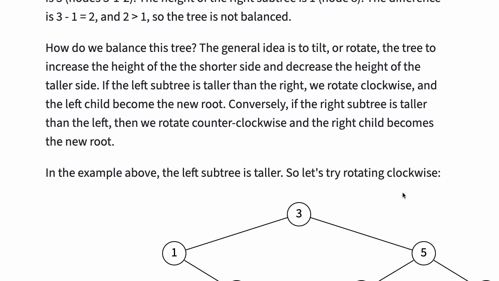How do we balance this tree? The general idea is to tilt or rotate the tree to increase the height of the shorter side and decrease the height of the taller side. If the left subtree is taller than the right, we rotate clockwise, and the left child becomes the new root. Conversely, if the right subtree is taller than the left, then we rotate counterclockwise, and the right child becomes the new root.